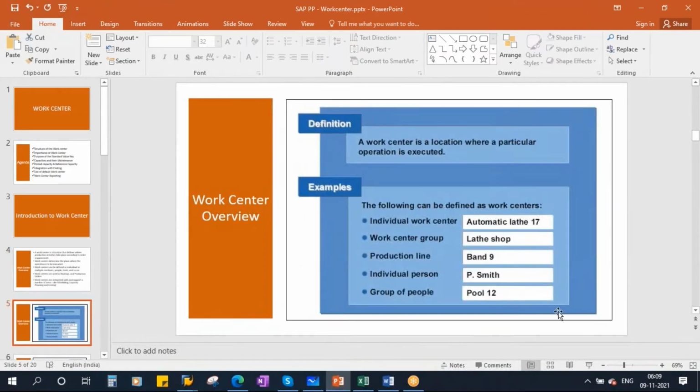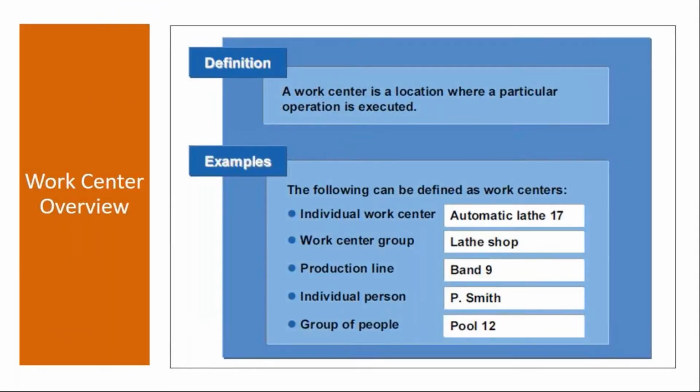This is what we are talking about. A work center is a location where a particular operation is executed. So normally, an individual machine is termed as a work center. To keep it simple, work center is nothing but a production machine. The following can be defined as work center: individual machine, as I just explained.